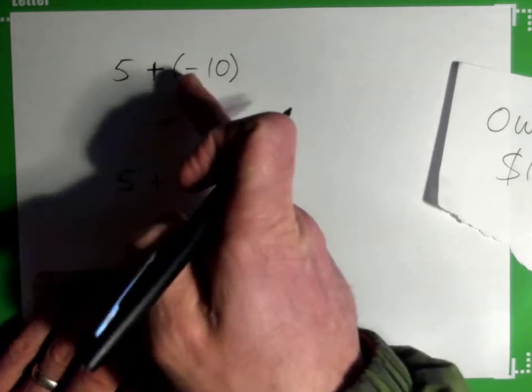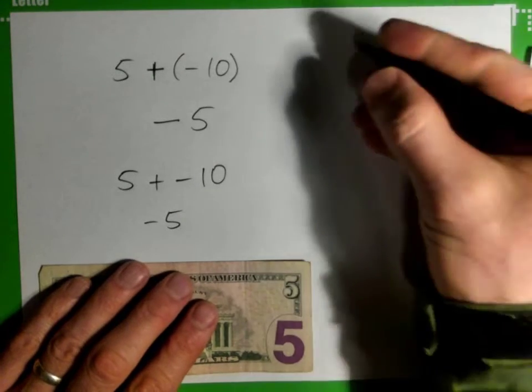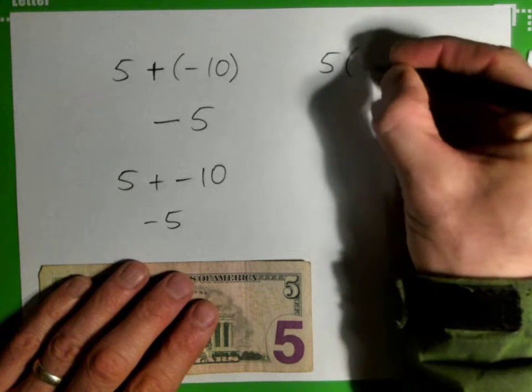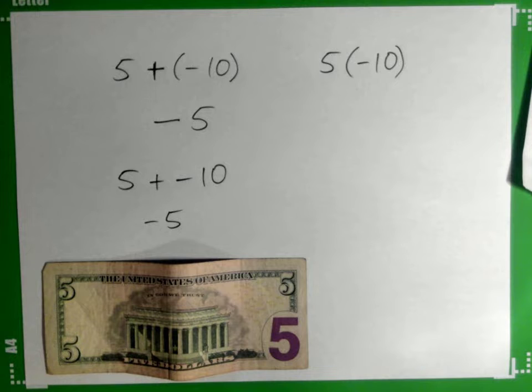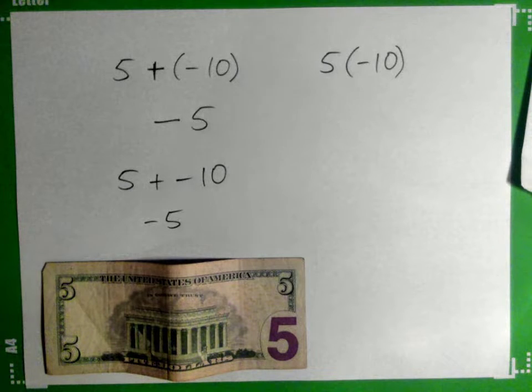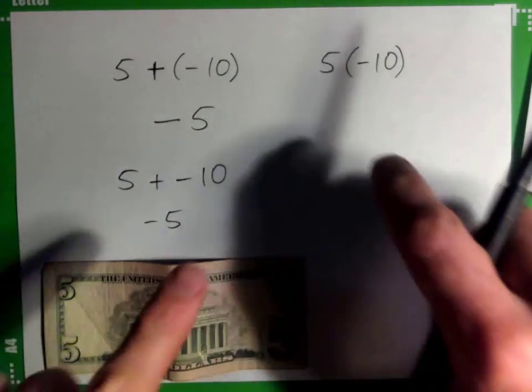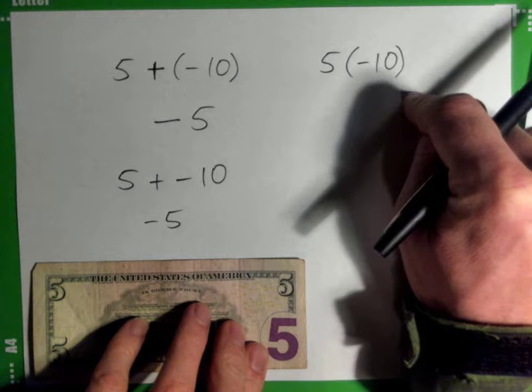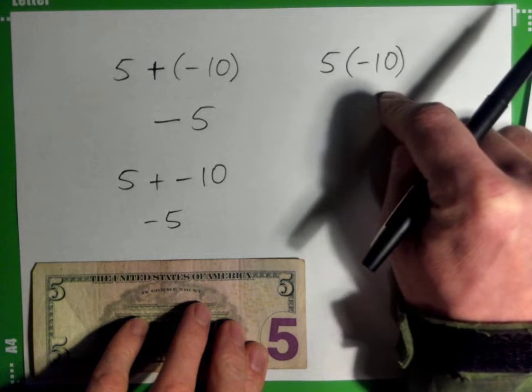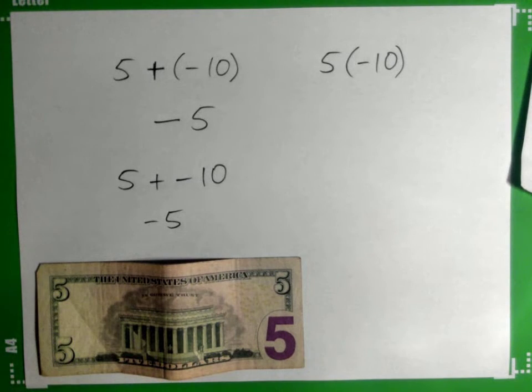It doesn't mean multiply. If it was saying multiply, it would look like this: 5 parenthesis negative 10, right? So what's different would be to do multiply. So this is 5 multiplied by negative 10, okay? Which is... 5 times negative 10 would actually be negative 50.